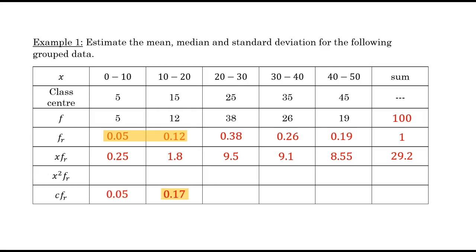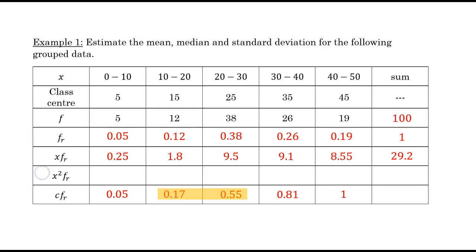So, I'm going to find the cumulative relative frequency. You can see I start with the 0.05 and then I add the 0.12 onto that, add the 0.38 and so on. And of course at the end I end up with 1. So the halfway point is at 0.5.